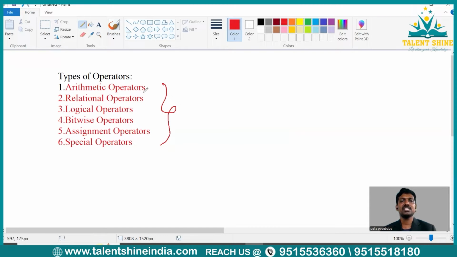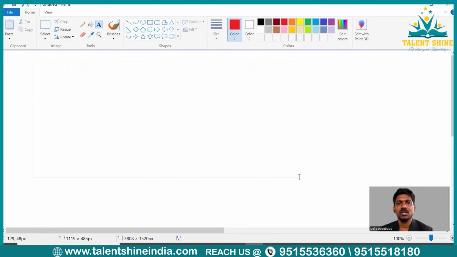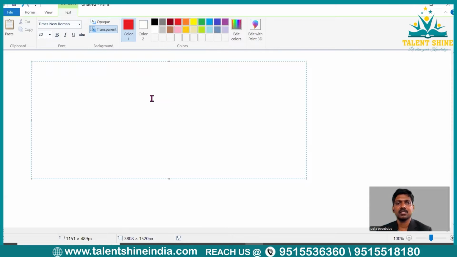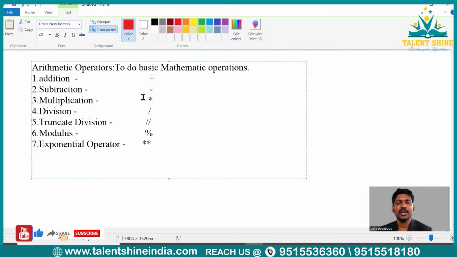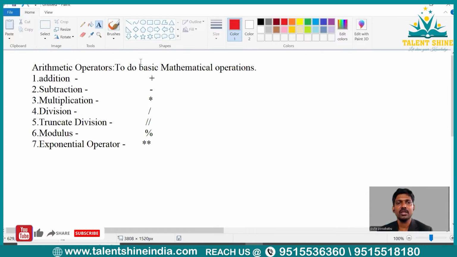Now let's discuss arithmetic operators. What is the use of arithmetic operators? Using arithmetic operators, we can perform some basic mathematical operations. Try to remember this point: we can perform basic mathematical operations.